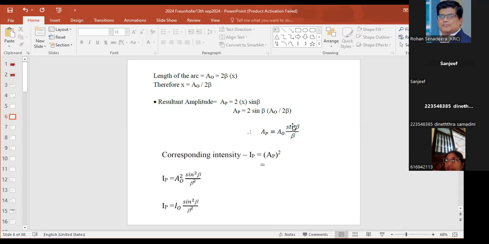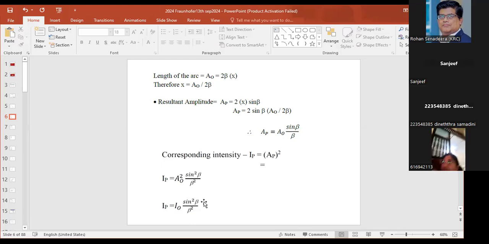Now we know the amplitude, so you can get the intensity, because that is the square of the amplitude. Let's say the intensity at that point is IP, then IP is equal to AP squared, that means the square of the whole thing. So that is A naught squared sine squared beta over beta squared. So now we can write IP is equal to A naught squared, which is again the intensity I naught, times sine squared beta over beta squared. So this is a very important relationship.